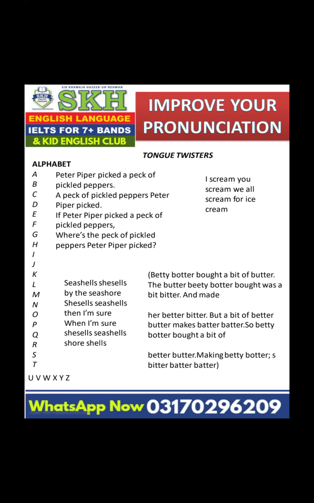Betty Butter bought a bit of butter. The butter Betty Butter bought was a bit bitter and made her better, but a bit of better butter makes better. So Betty Butter bought a bit of better butter, making bitter butter better.